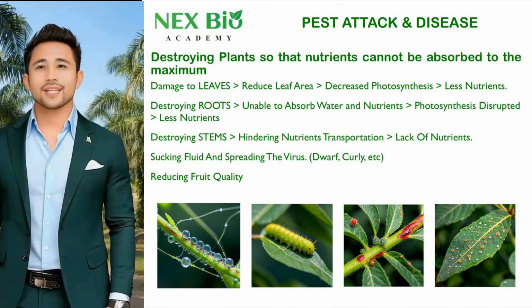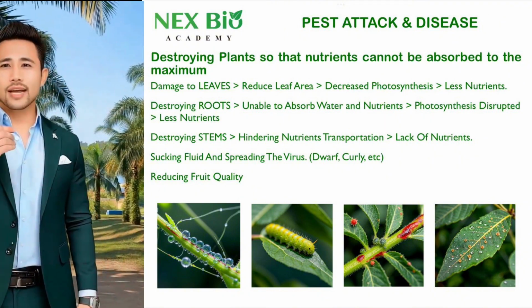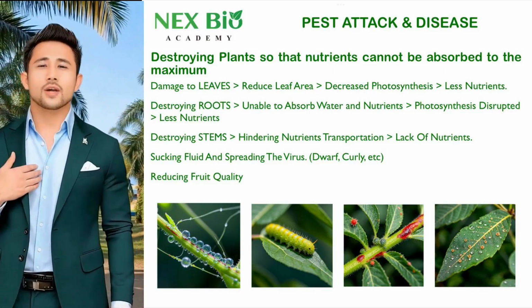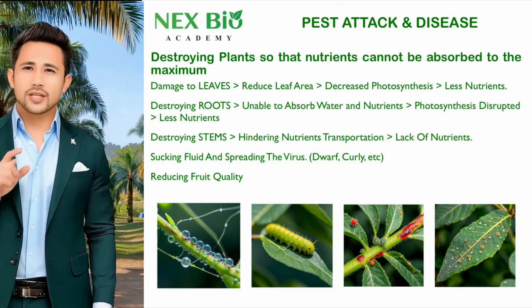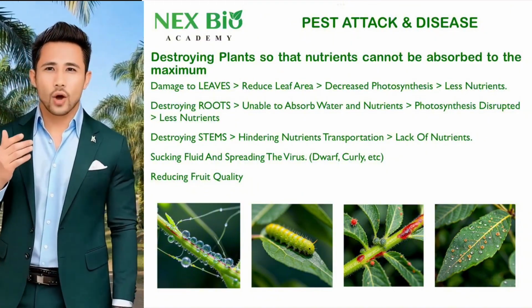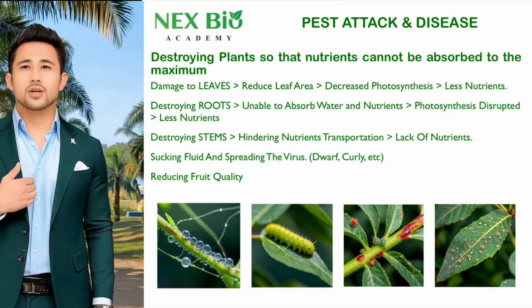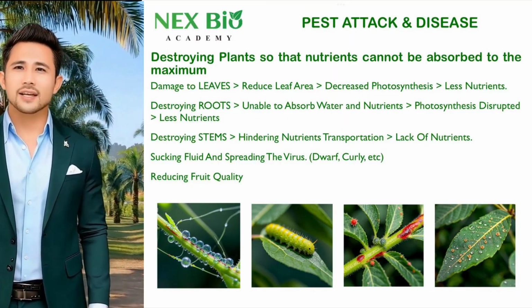It means lack of nutrient. And the fourth condition is sucking fluid and spreading the virus, like dwarf, curly, and etc. And the fifth condition is reducing the fruit quality. This is the danger of pest attack and disease, so it can bother the growth of your plant.